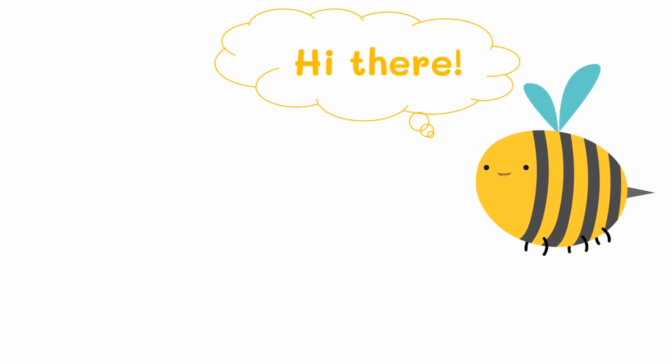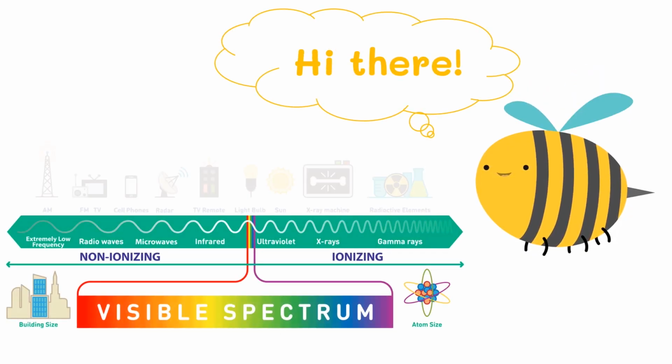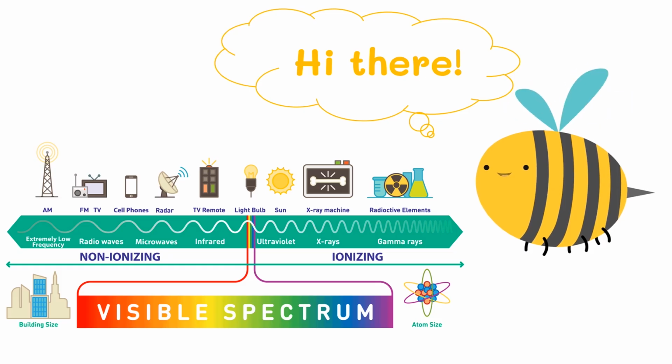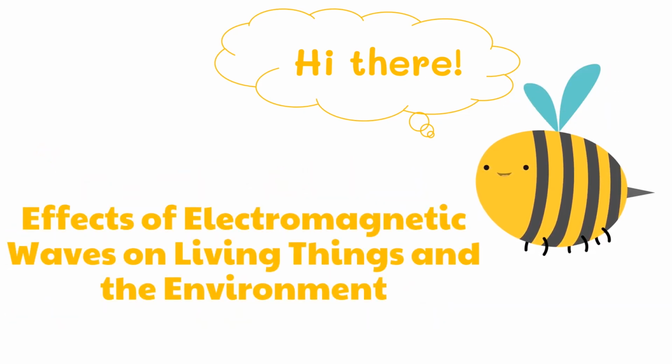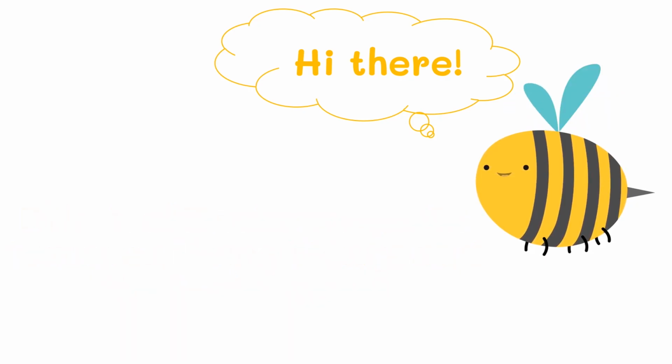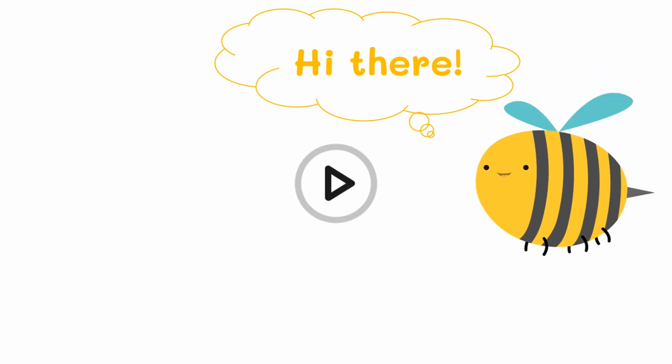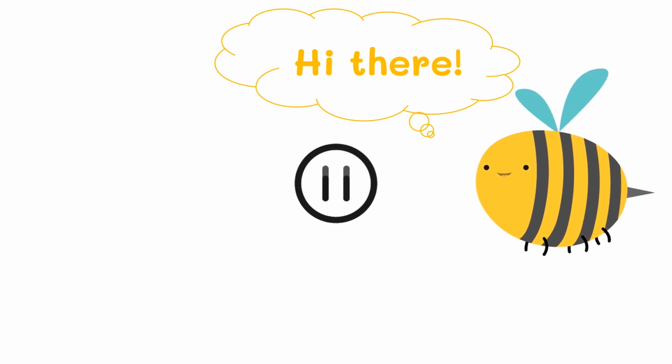Hi there! In our previous lessons, we talked about electromagnetic waves and their practical applications. In this video, we are going to discuss the effects of electromagnetic waves on living things and the environment. If you still haven't watched the previous lessons, you can pause this video and watch those first to better understand our lesson today. So let's get started!